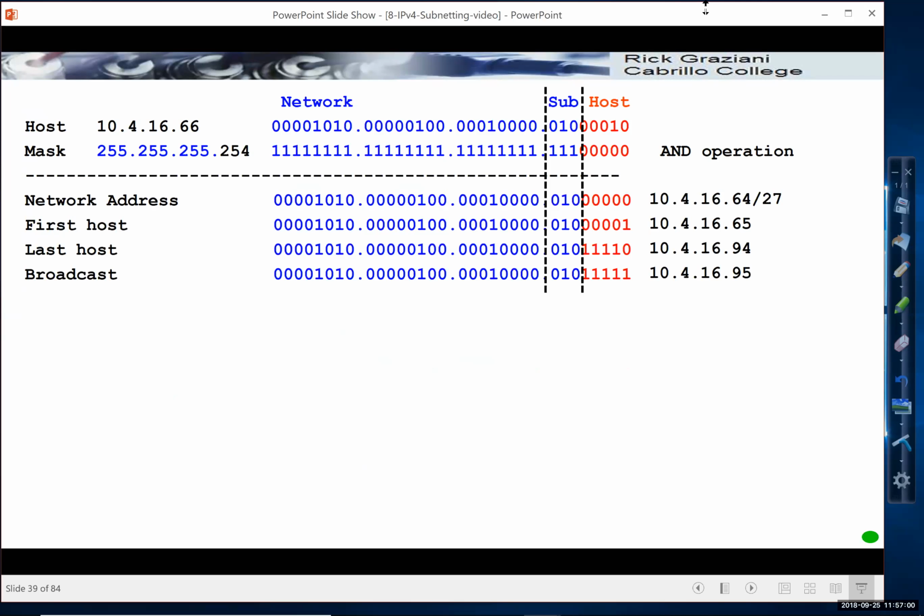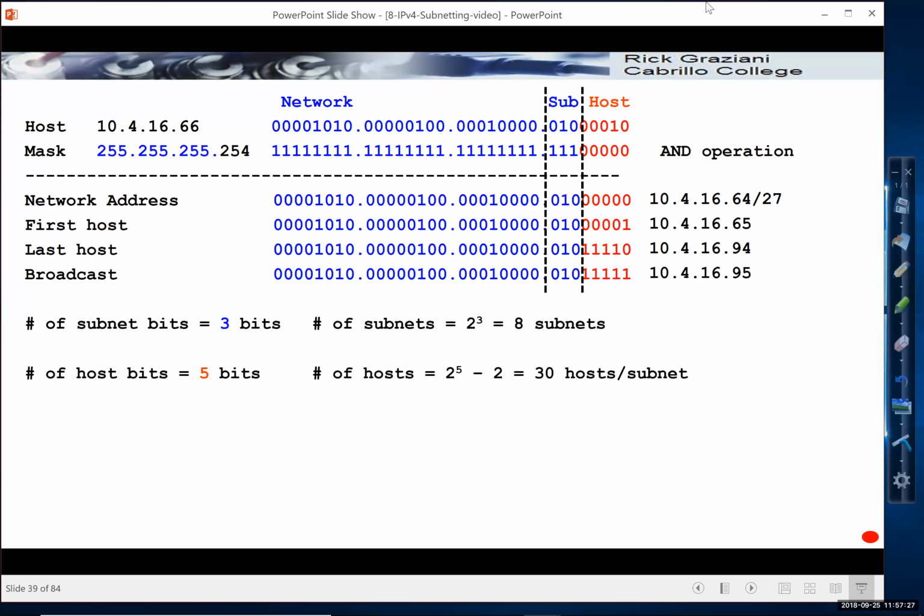Okay, so here is the host on its new subnet, 10.4.16.66 with the /27. The number of subnet bits is 3. That's what we borrowed from the previous network to create this subnet. How many subnets did we create? Well, 3 bits, 2 to the 3rd, gives us 8 subnets. The number of host bits we have for each subnet is 5 bits. 2 to the 5th, which is 32, but we subtract 2, can't use the network address, can't use the broadcast, which gives us 30 usable hosts per subnet.